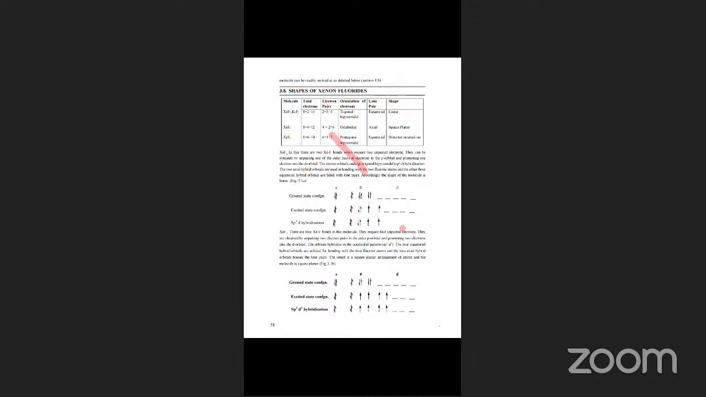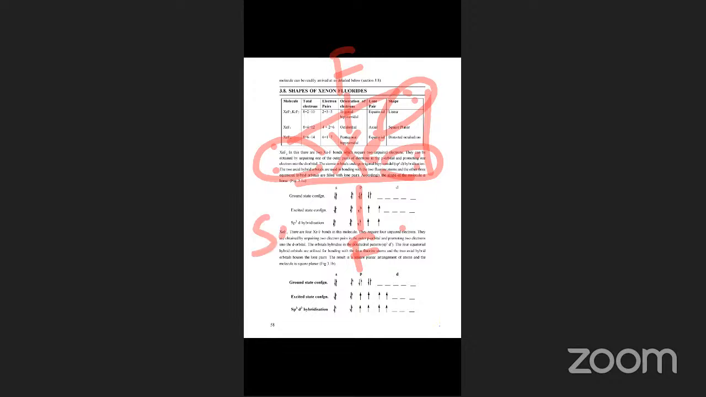Xenon, F, lone pair, and lone pair. So this is the structure of xenon difluoride. You draw the structure like this, with sp3d hybridization, and the shape is linear. What you write: XeF2, xenon difluoride, sp3d hybridization, and linear structure with 3 lone pairs of atoms.